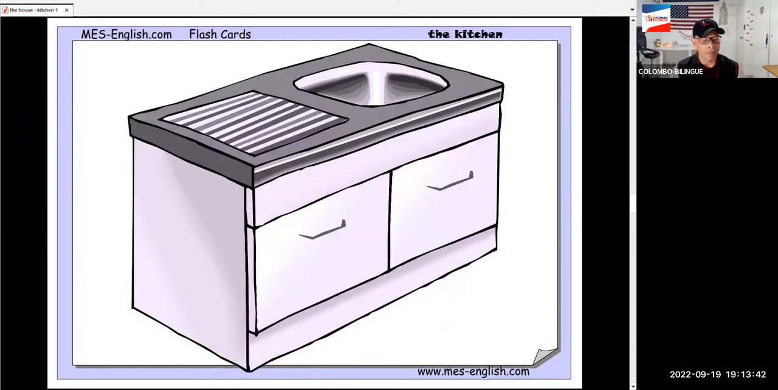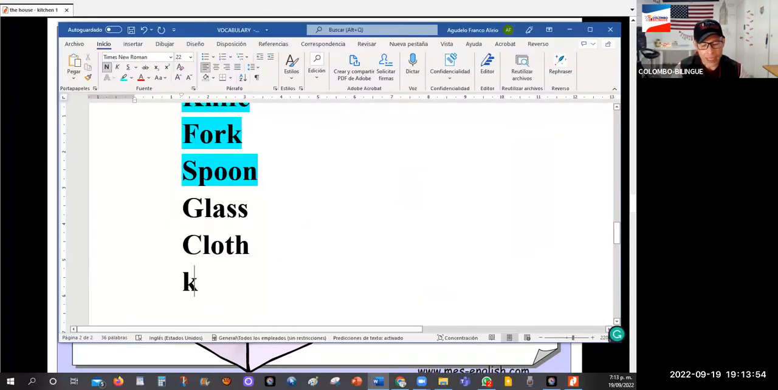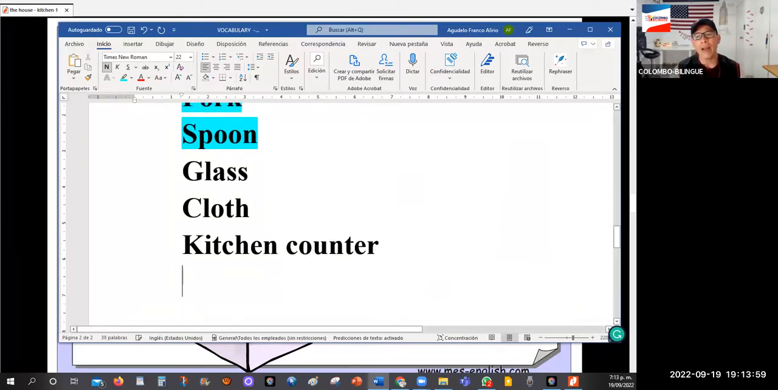I'm gonna move it. This is another very important thing we are gonna find inside, the kitchen counter. The kitchen counter. I'm gonna write it down, kitchen counter. All right, kitchen counter. So people use it just to prepare all the dishes to be washed up, you know? So please don't forget this is counter. Ah, capital letter, thank you.